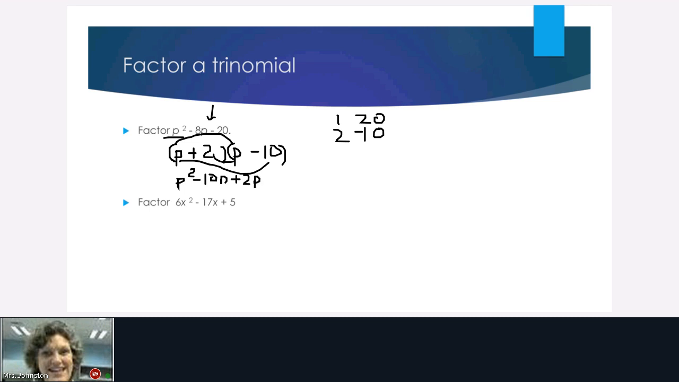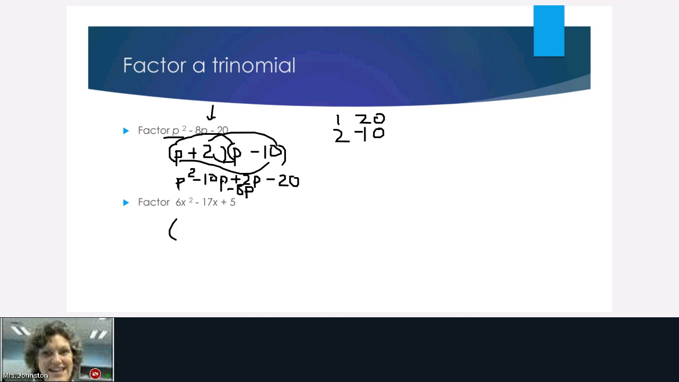And 2 times negative 10 for my last terms makes negative 20. The middle terms almost always combine, and here we've got minus p plus 2, so that's indeed minus 8p. And this checks out to be the same trinomial we started with. So there you go. Now let's try one that's a little bit trickier.